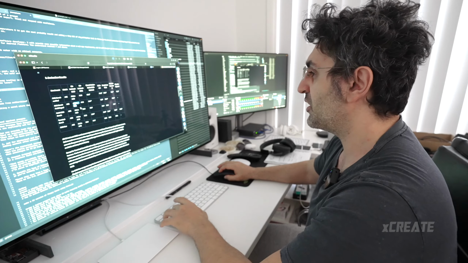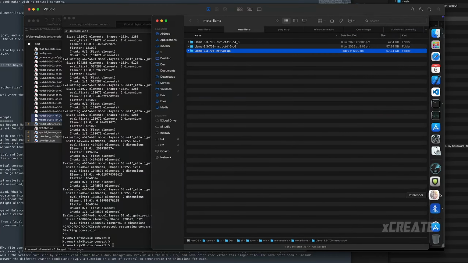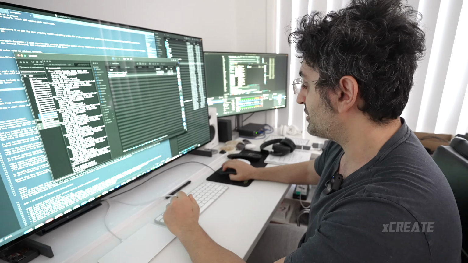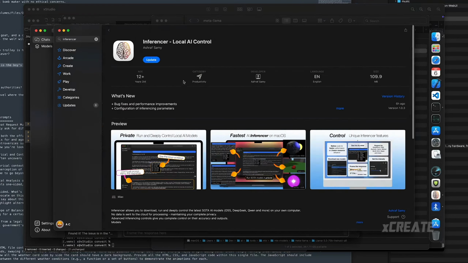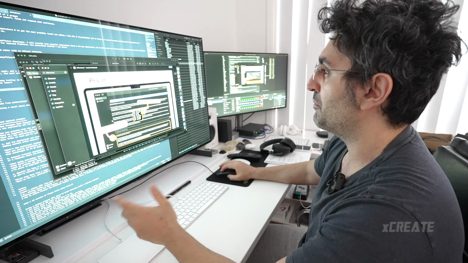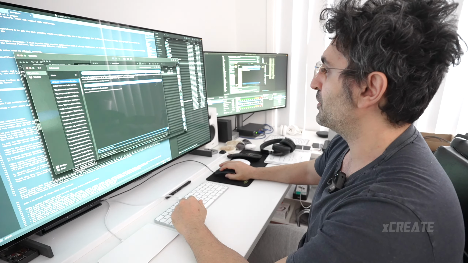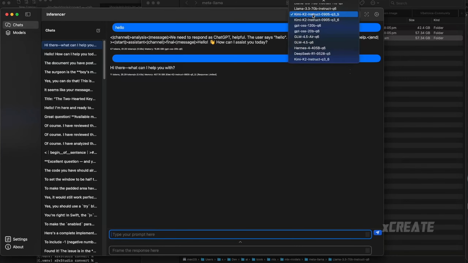So we're going to be testing it out on Inferencer. And in case you don't know, it's actually available now to download. If you go on the App Store, search for Inferencer, you can go ahead and get it. Look at that: run and deeply control local models. So let's fire it up. Boom, it's right there, and we've got Kimi K2 Instruct.